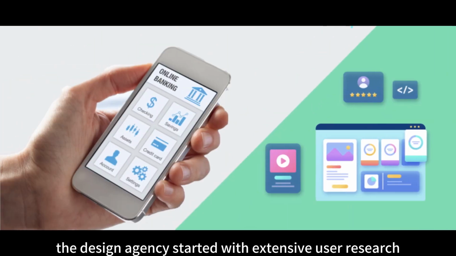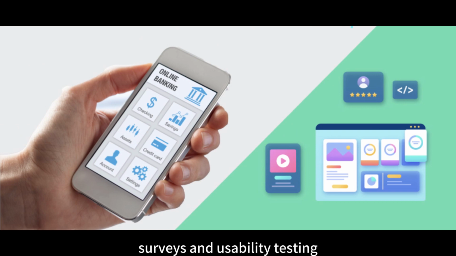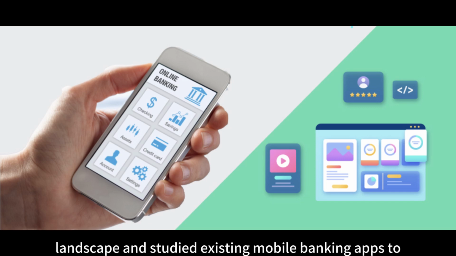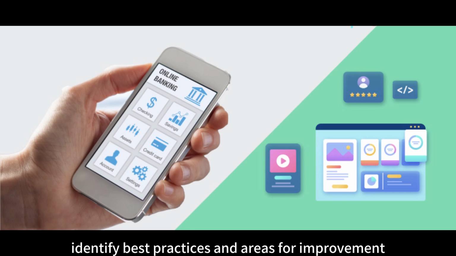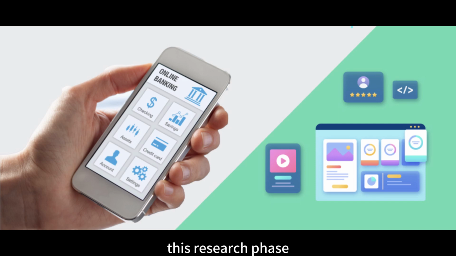The design agency started with extensive user research, including interviews, surveys, and usability testing, to understand the needs and pain points of the target users. They analyzed the competitive landscape and studied existing mobile banking apps to identify best practices and areas for improvement. This research phase provided valuable insights into user expectations and guided their design decisions.